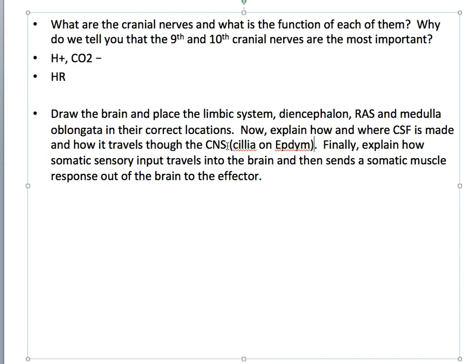The last part is going to require us to draw again, use specific colors, and add on to remind us of the significance of sensory inputs. Finally, explain how somatic sensory input travels into the brain and then sends somatic muscle response out of the brain to the effector system. So let's do this.